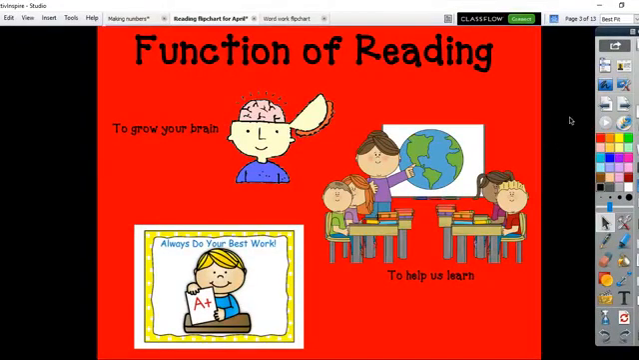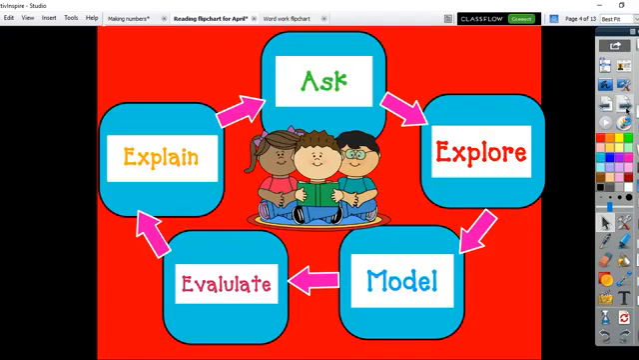So we also now have the function of reading. That's the why. Why do we read? Well, we read to grow our brains, to help us learn, and to always do our best work. And we're going to ask, explore, model, evaluate, and explain today.